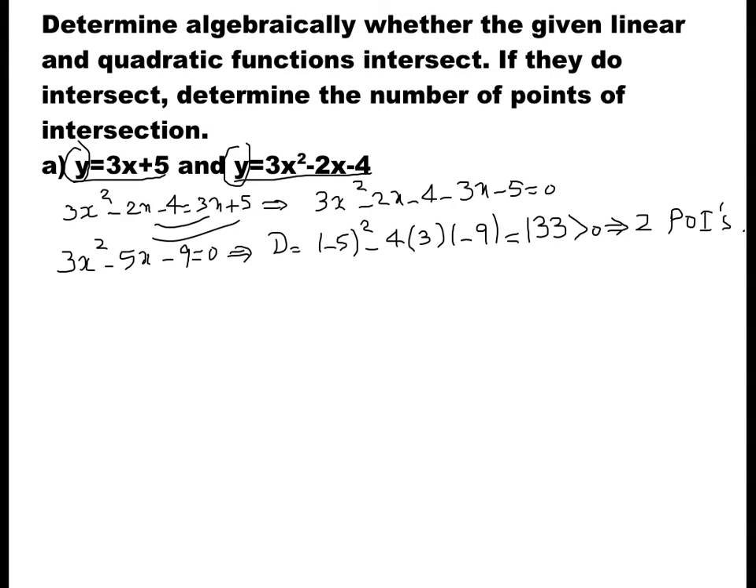Remember that this is your parabola, because the leading coefficient 3 is greater than 0, so it opens upward, and this is your line. There are 2 points of intersection, and this means that the line y equal to 3x plus 5 is a secant line, because there are 2 points of intersection here.